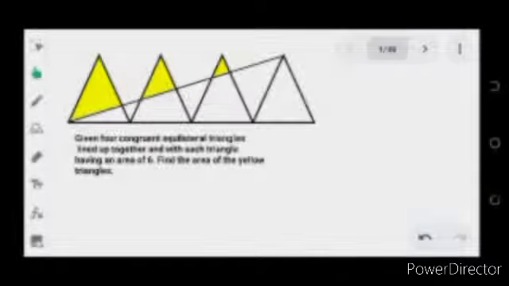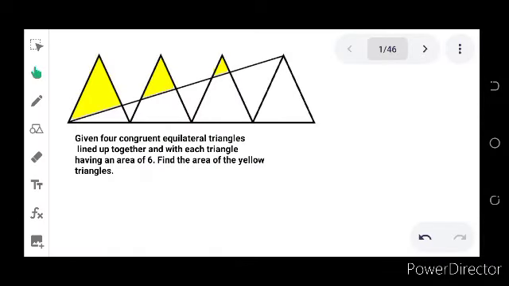Everyone, let us try to solve this geometry problem. Now we are given four congruent equilateral triangles lined up together, and each triangle has an area of 6 units. We're going to find the area of the yellow triangles.